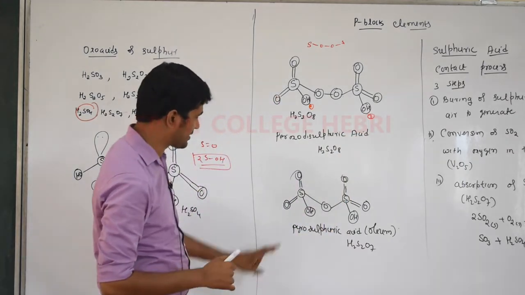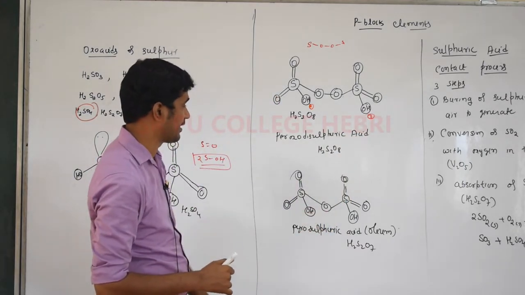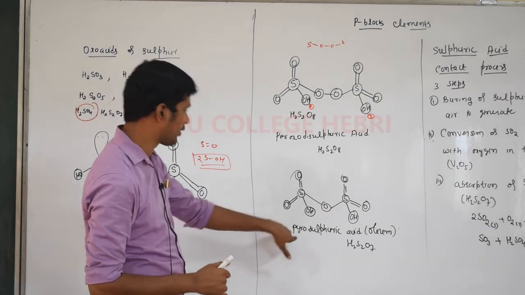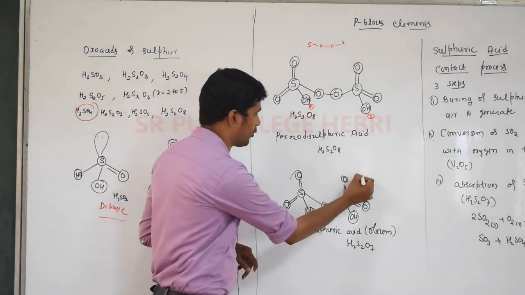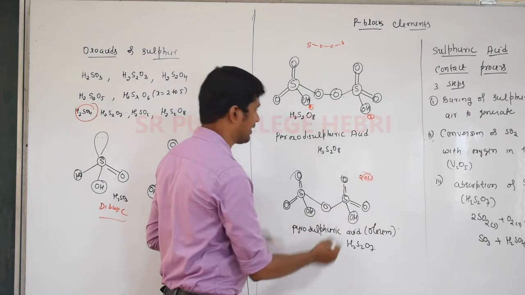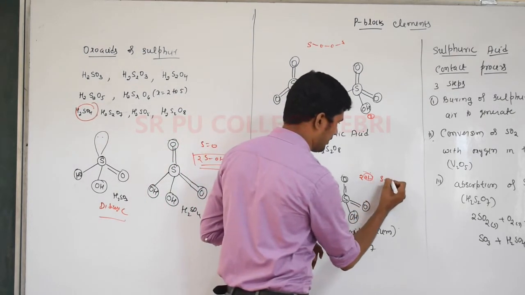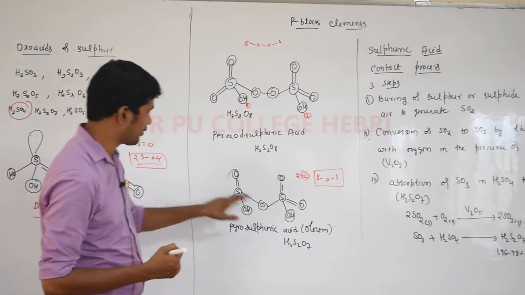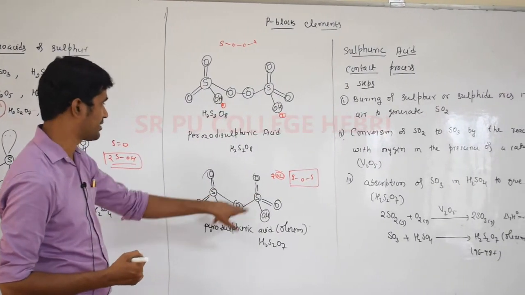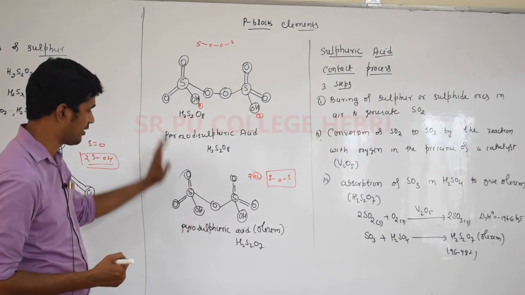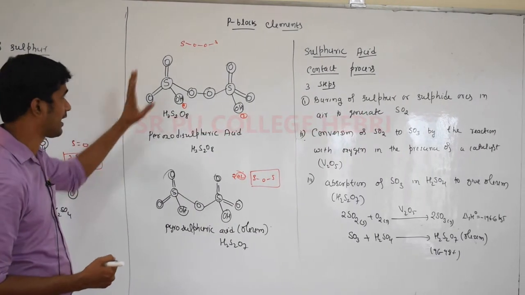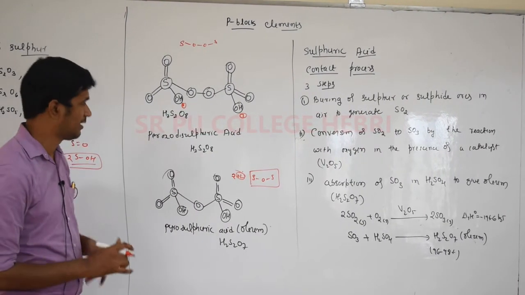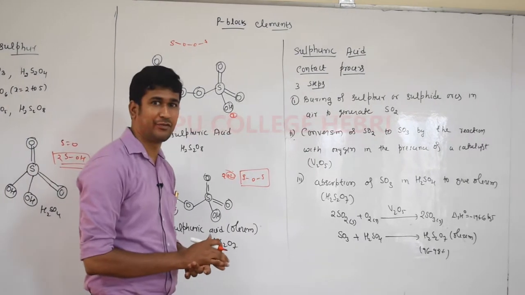The next one is pyrosulfuric acid. This is known as oleum. This again has 2 OH groups, and one more thing, this is the only acid which has an S-O-S linkage, a sulfur oxygen sulfur linkage. Understood? These structures are very important. Practice them correctly. Understood? Yes. Next is about sulfuric acid.